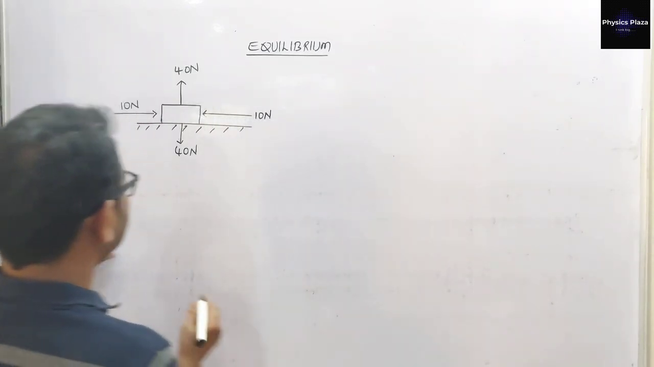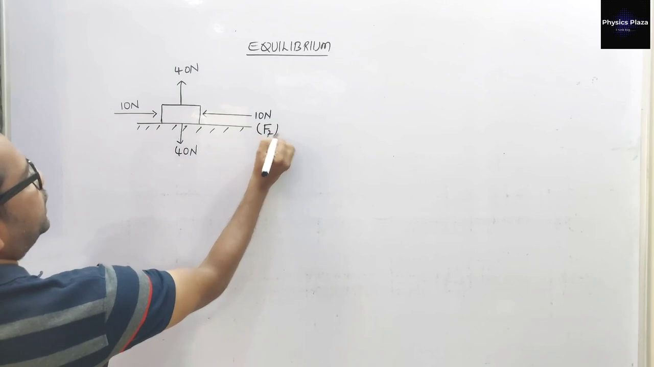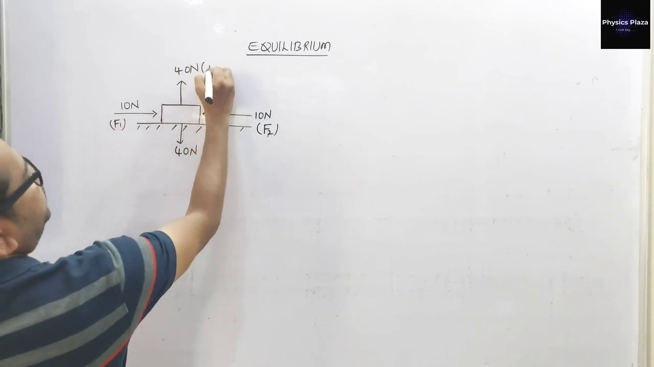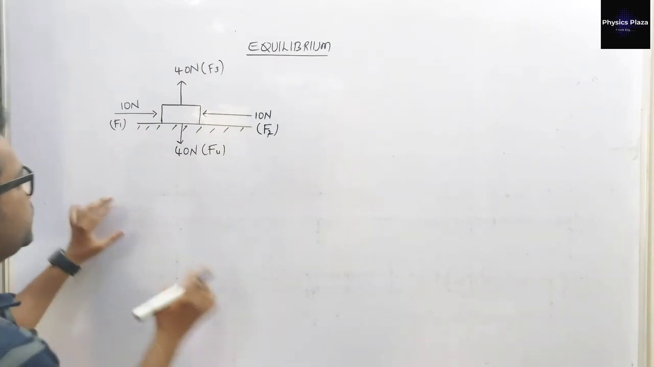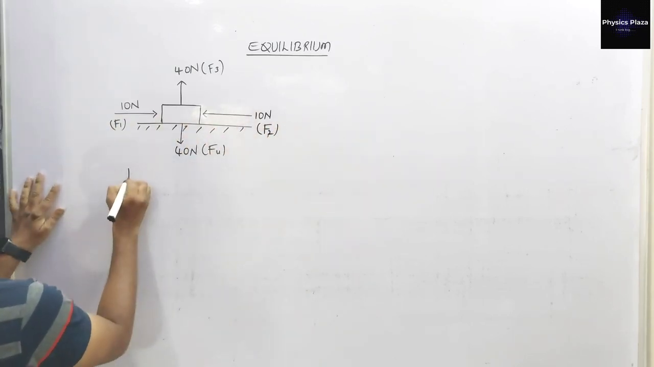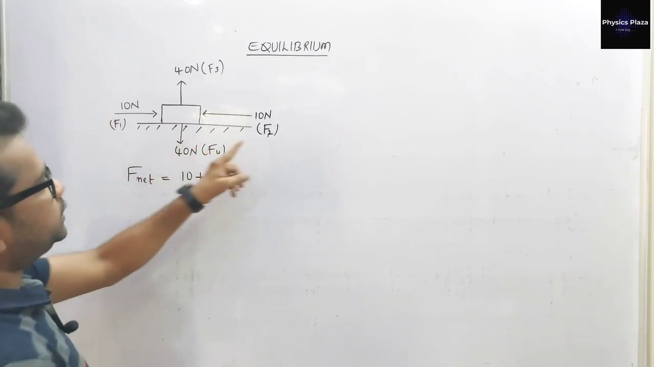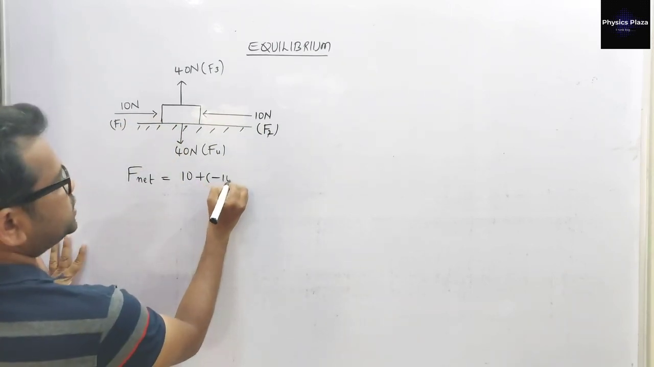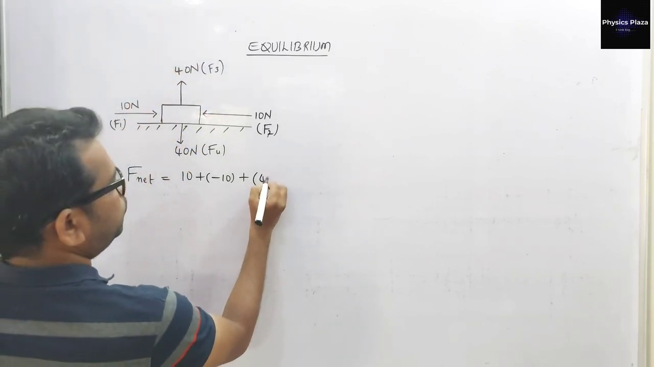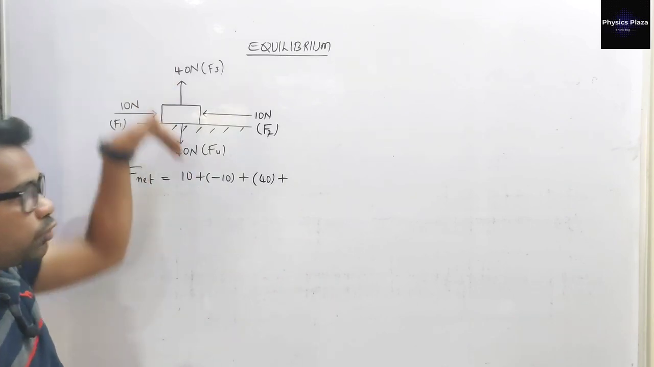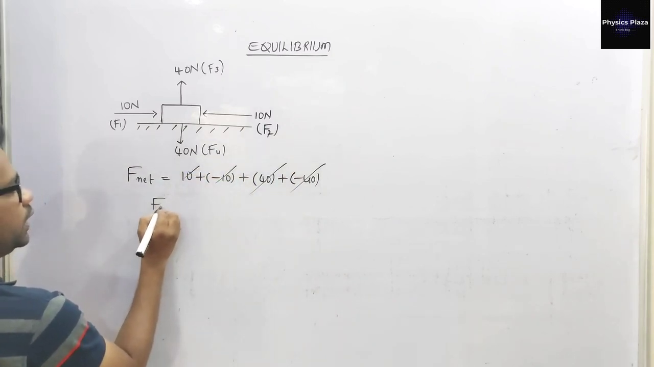Very, very important. Let us say this is F1, this is F2, this is F3, and here is F4. Children, force is a vector quantity, so F1 is acting towards the right side. The net force I want to calculate: this is going to be 10 Newtons plus. But F2 acts on the left side, so it is minus 10. This 40 Newton F3 is acting vertically upwards towards the positive y axis, so plus 40. And this 40 Newton is acting towards the negative y axis, so minus 40. It cancels, cancels. So here what?